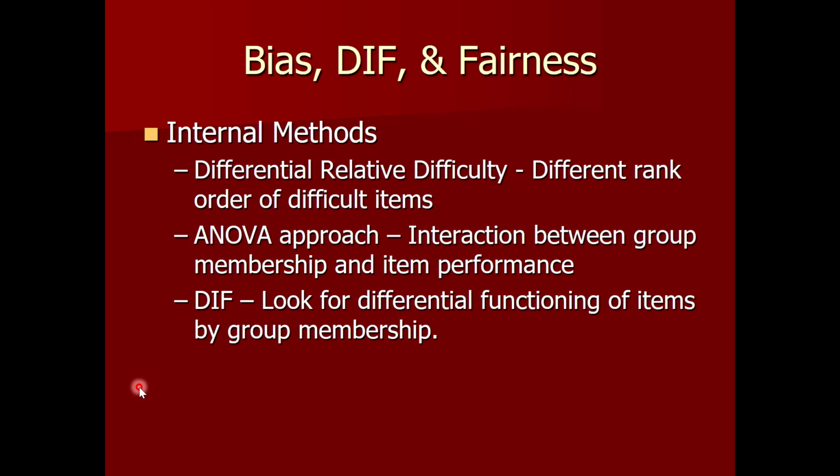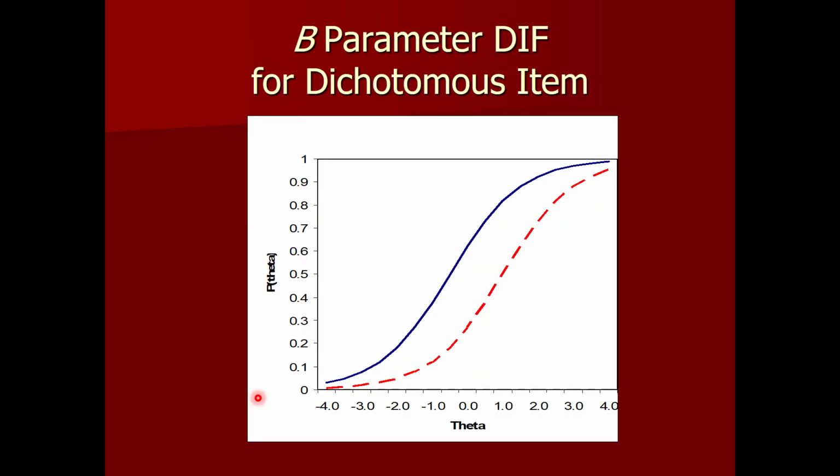And what I want to focus on today is the IRT approach to looking at differential functioning. So what we've got here is the item characteristic curve that we've been looking at really all semester, for two groups. We've got a blue group and a red group, and this is what DIF looks like.